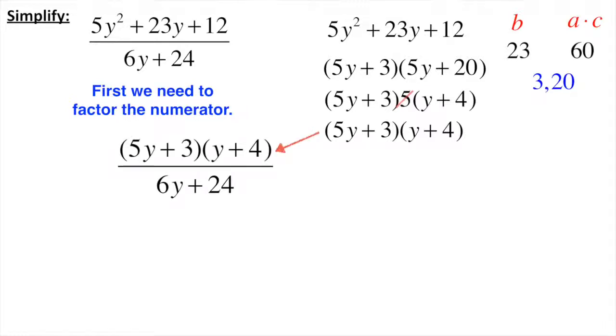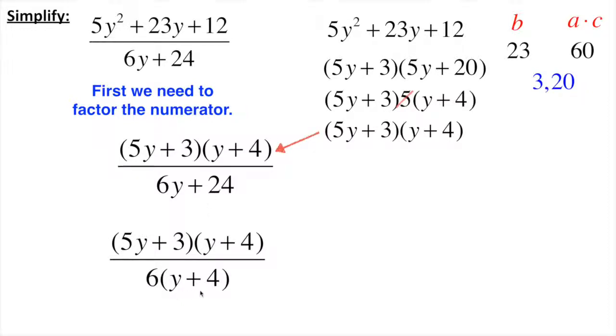Okay, so now I've got that. Now I need to simplify. Let's see, is there anything on bottom that they share in common? I've got a 6 and a 24. I can pull out a 6. That would leave me with a y plus 4. Well, now that I've done that, I see a y plus 4 on top and bottom. As long as we're crossing off the entire quantity, I can cross those off, which we are doing.